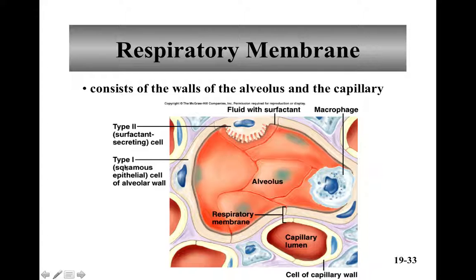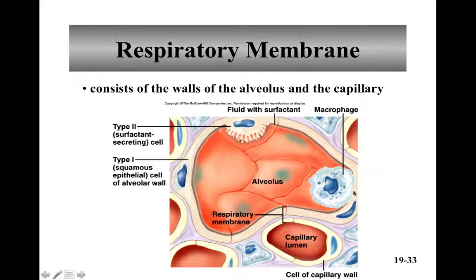Then you have a type 1 cell, and you don't have to remember type 1 or type 2. That's not a memory thing. I just want you to know how it works. There are squamous epithelial cells. That's what makes up the alveolar wall, simple squamous cells. And so this is an alveolus kind of cut in half. See, there's one cell, and it ends right here where we've cut it open to see that nucleus. And there's one cell, there's one cell, there's one cell.